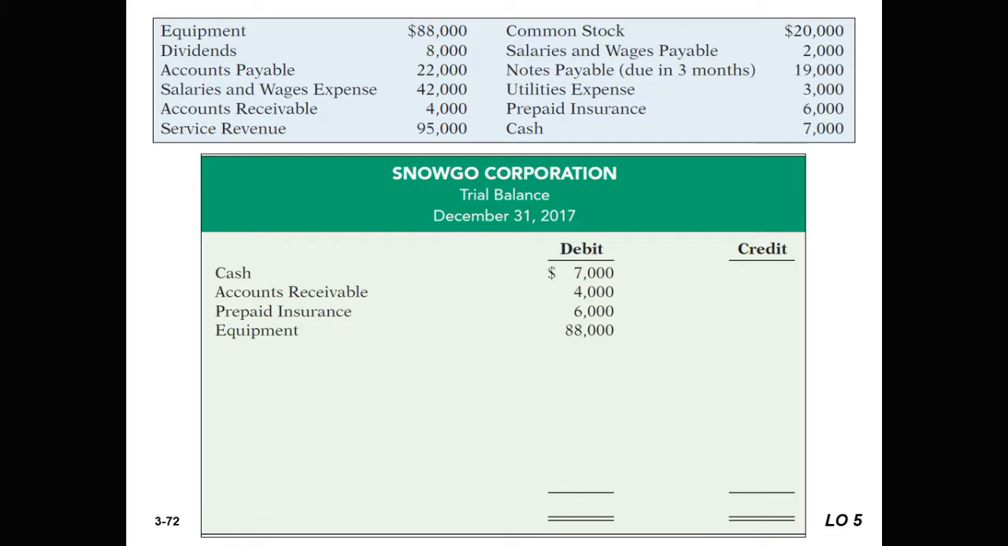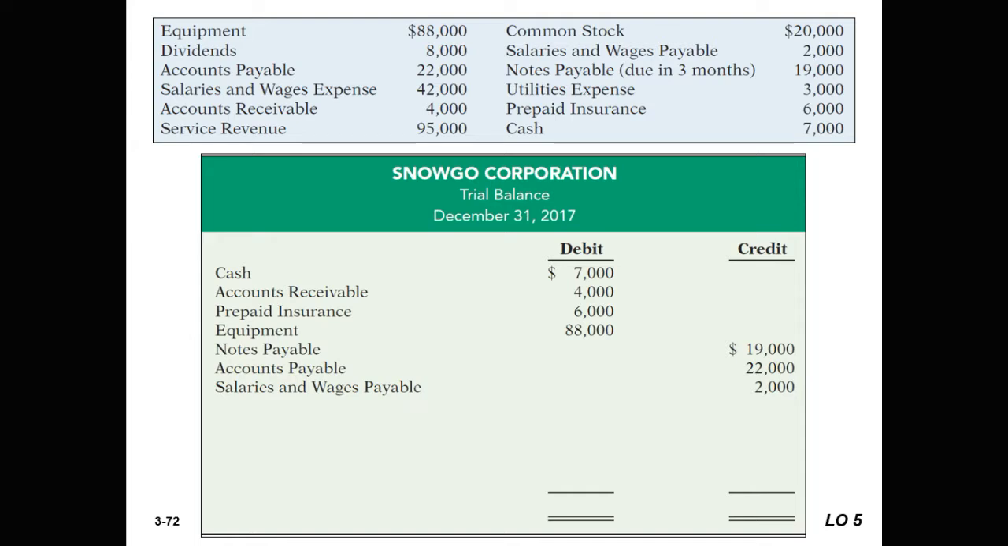We then move to the liability section. And what liabilities does this organization have? They have accounts payable, notes payable, salaries and wages payable. Remember that the liability section of the balance sheet starts with the notes payable account. So we represent it at 19,000. It's always followed by accounts payable at 22,000, which leaves us finally with the salaries and wages payable of 2,000.